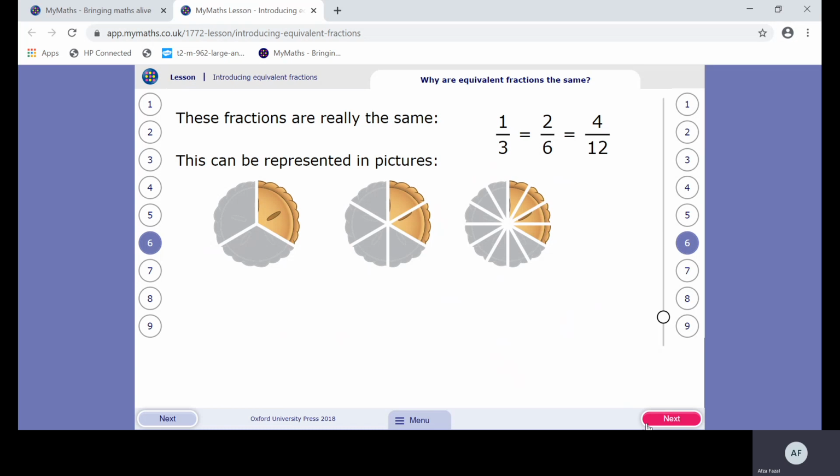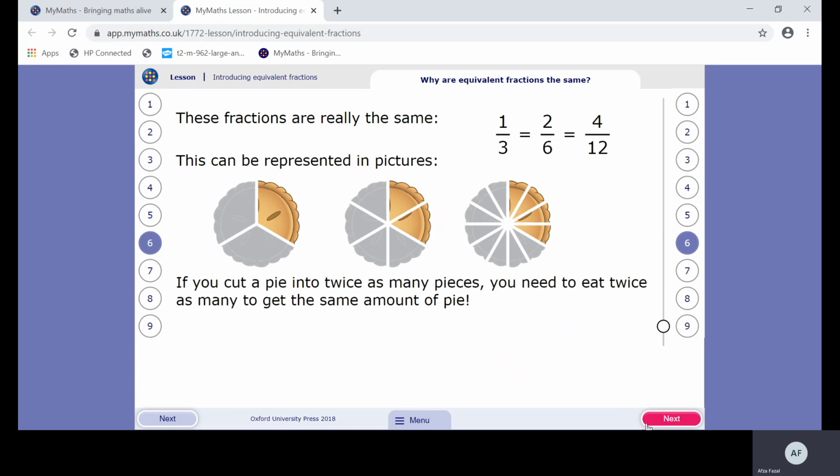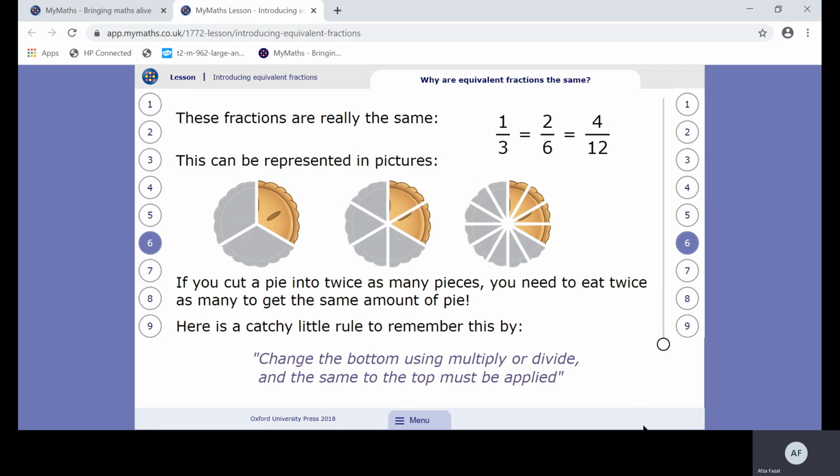So in the pictures, it's the same thing. So I've got 1/3, 2/6, 4 twelfths. If you cut a pie into twice as many pieces, you need to eat twice as many to get the same amount of pie. Here's a catchy little rule to remember this by. Change the bottom using multiply, divide, and the same to the top must be applied. But what we always use in school is, whatever you do to the bottom, you need to do to the top.